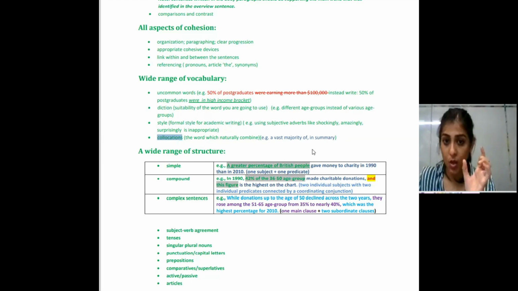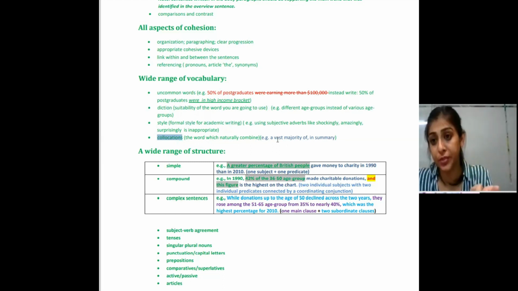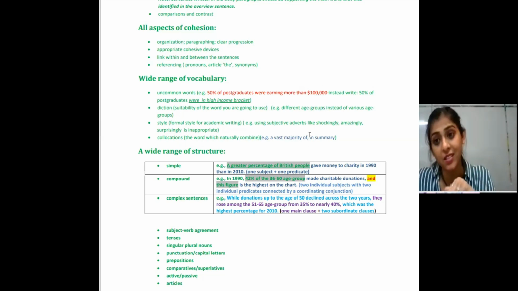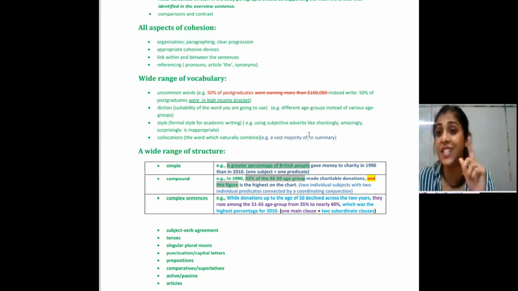Similarly, in your writing task 1, we have some collocations like a vast majority of. You can't say a huge majority of, because they are collocations, they flow together. Now next is in summary. You can't write to summary, but you can write to sum up, to summarize. But with summary, it's in summary. So this is the collocation.